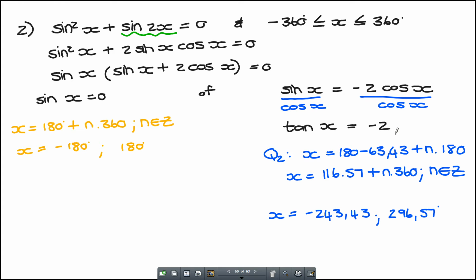And tan will be negative in quadrant 2. So then x is equal to 180 minus my reference angle of 63,43 plus n times, and this part is important, have a look, n times 180. Why 180? Because the period of a tan graph is 180. Don't forget that. Okay, so all I did next is just simplify that.